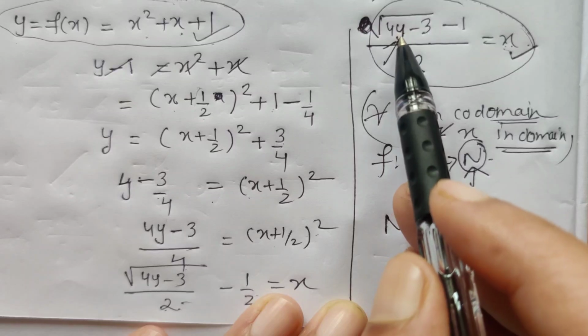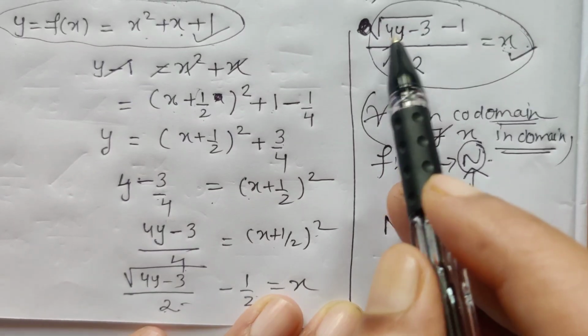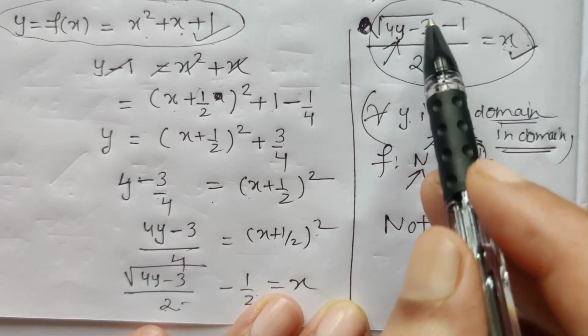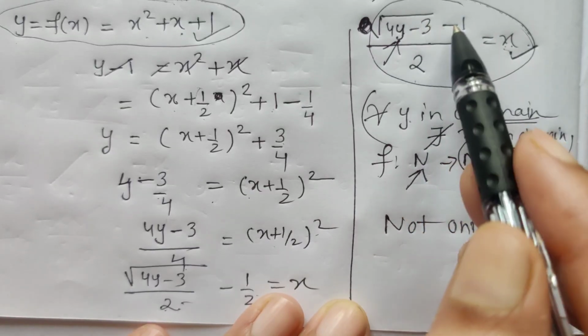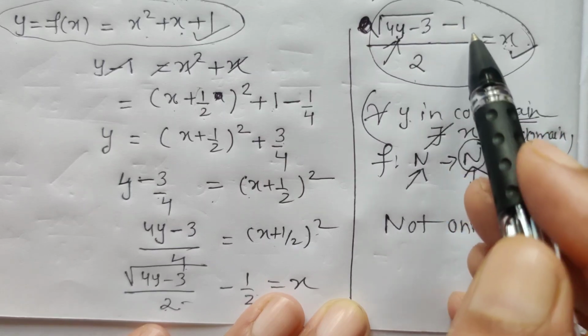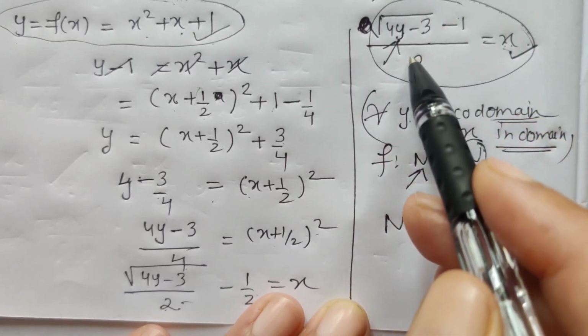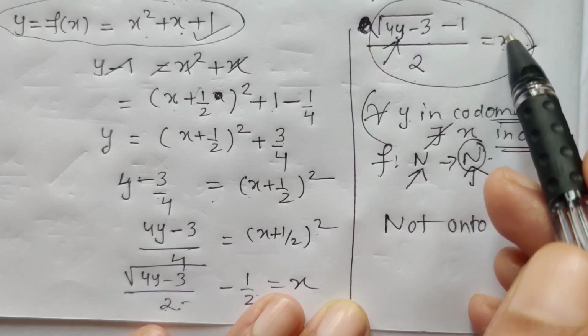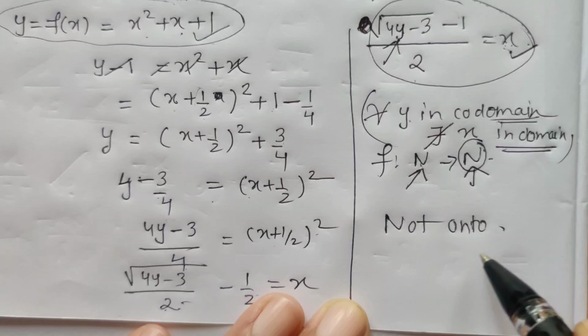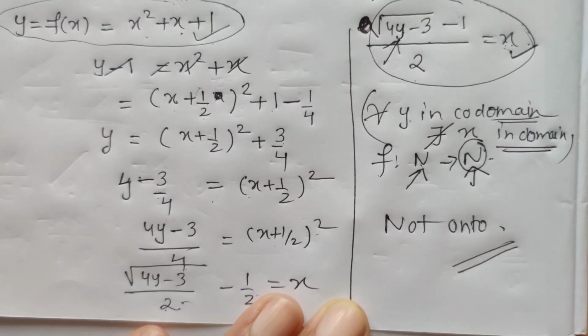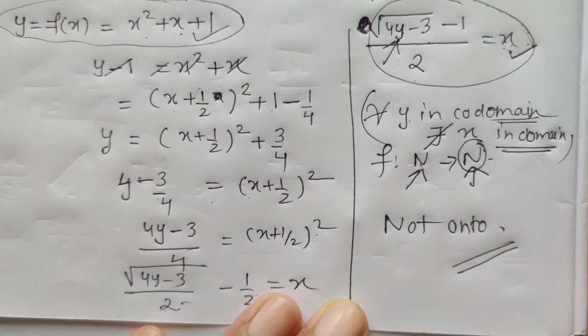Similarly, if I put 2 in the place of y, 4 twos are 8, 8 − 3 is 5, the square root of 5 is somewhere 2 point something, and when I subtract 1 from 2 point something, I get an answer of 1 point something. So the numerator is small and the denominator is greater. Again I'll get a value for x in decimal form, which is again not in the domain, so it is not onto, because the condition for onto is that for each and every element of the codomain there should be a pre-image in the domain. Thank you.